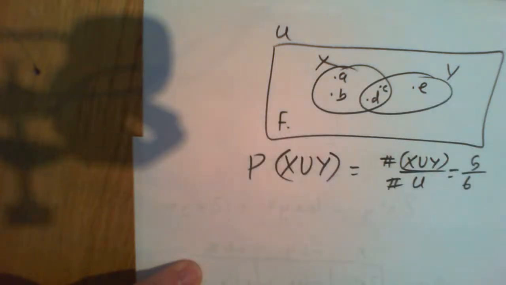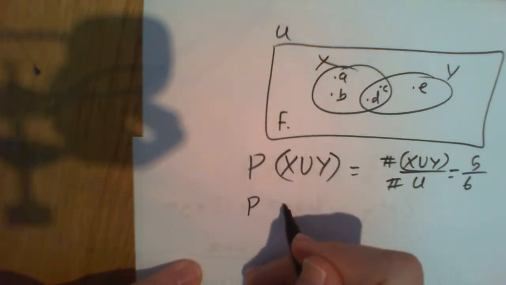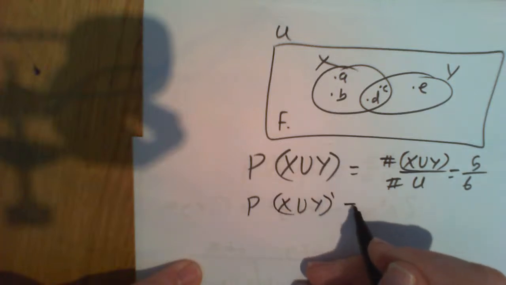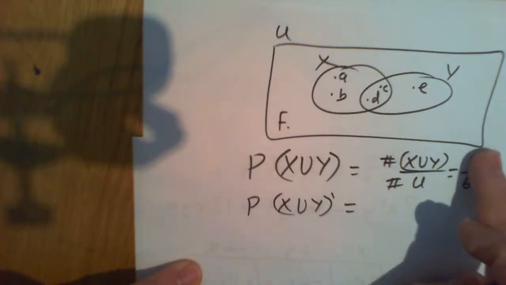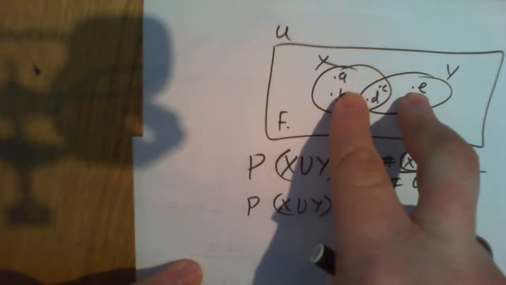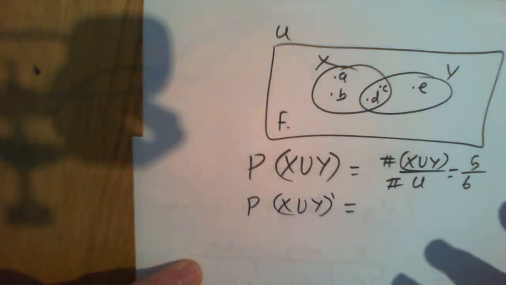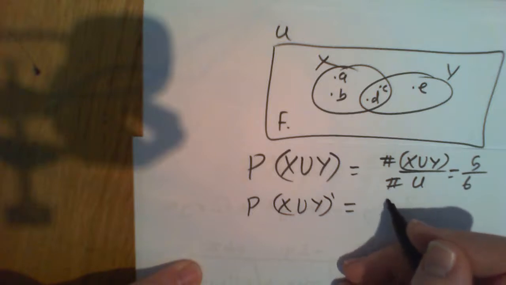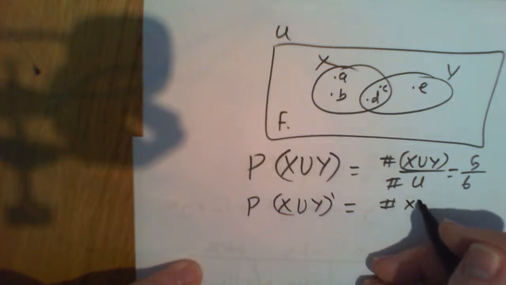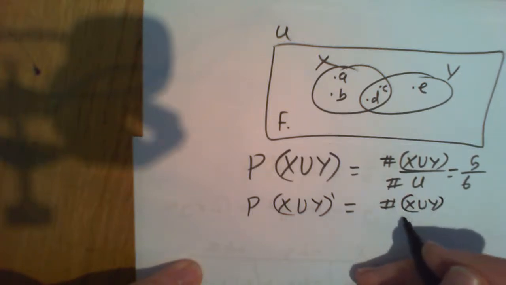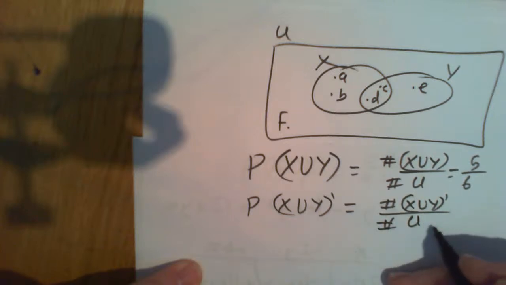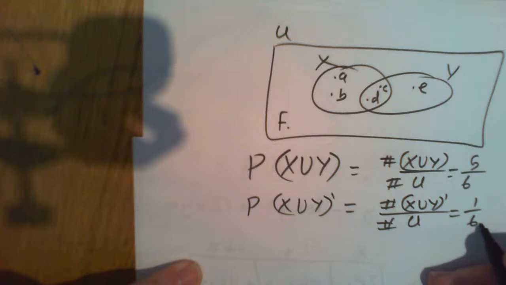Now, the probability of X union Y complement. If you think about it, there's 5/6 of a chance of picking something from X and Y, then the only chance of picking something not is 1/6, but we'll work it out anyway. It's just going to be hashtag X union Y complement over hashtag universal, which is going to be 1 over 6.